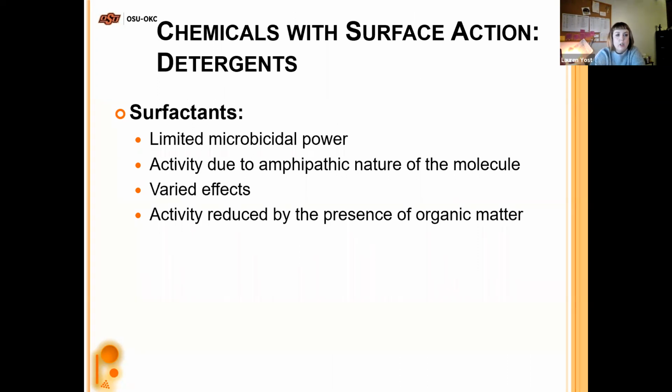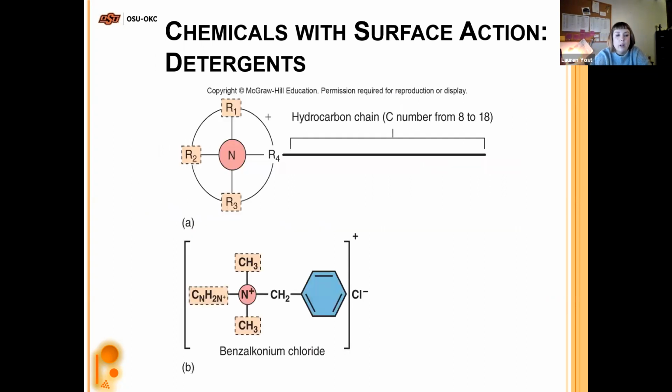Surfactants, we already talked about these a little bit as far as their mechanical effects go, but as far as their chemical effects go, surfactants have limited microbicidal power. They usually work due to their amphipathic nature of the molecule. So remember that charged head and the hydrophobic tail. They have varied effects, depends on what you're talking about, and activity is reduced by the presence of organic matter.